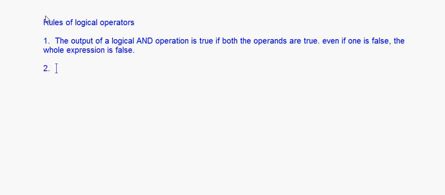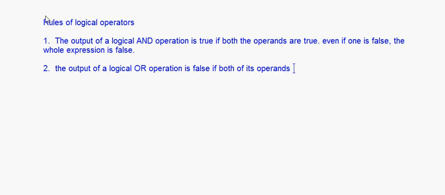The second one, the output of a logical OR operation is false if both of its operands are false. The output is true even if one of the operands is true, right?